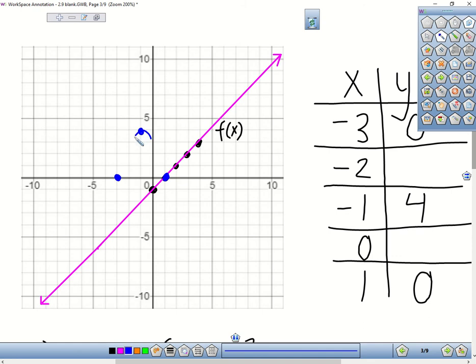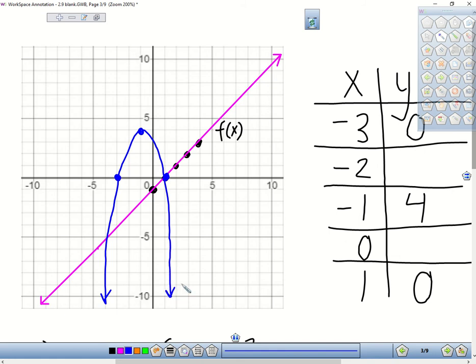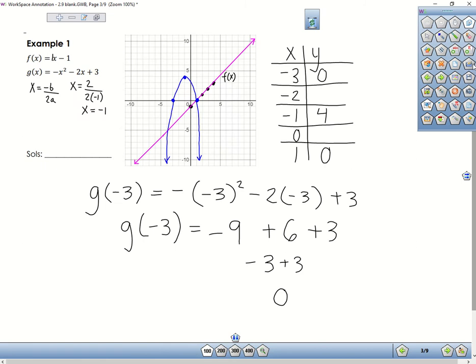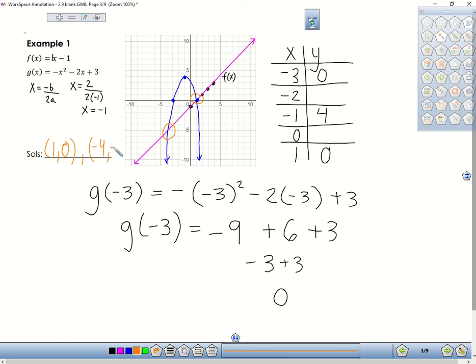So if I connect this, how many solutions do I have on this quadratic and linear system? Good. I have 2 solutions. And my solutions are (1, 0), and my other solution is (-4, -5).